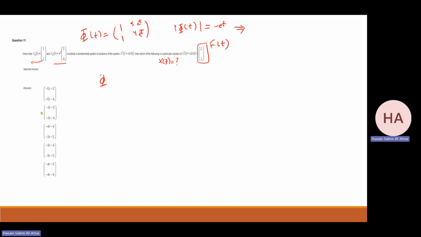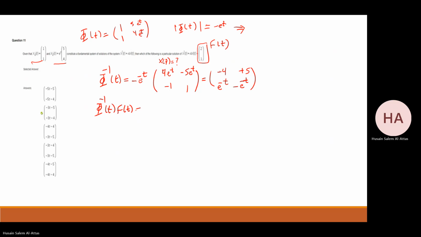So that means phi inverse of t will be what? Minus e^(-t) times phi. Now change. This is 4e^t. This is 1. This is minus 1. This one will be what? Minus 4 plus 5. This is e^(-t). Minus e^(-t). Now I need phi inverse of t times f of t. That will be what? This. Be careful.